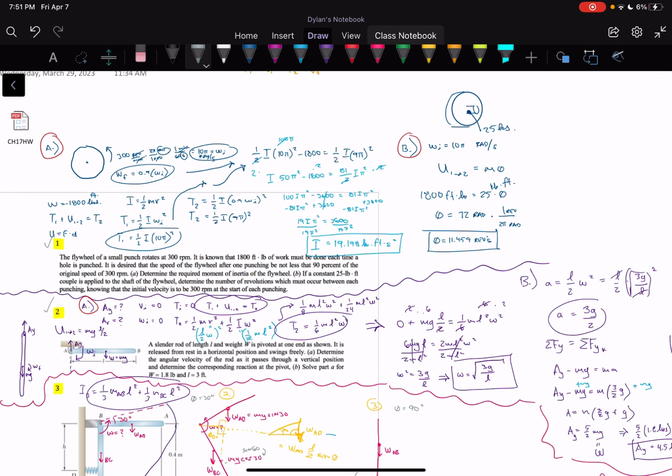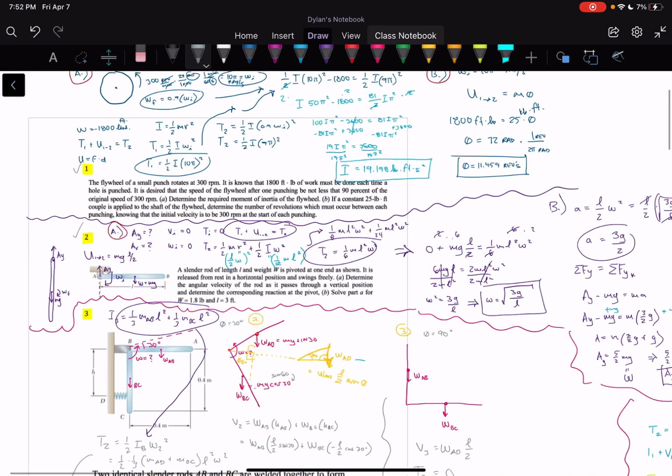And then for part B, it asks for the number of revolutions. And from that, we basically just use our 10 pi radians per second, and then the work done, and the amount of foot-pounds, and then we're able to find our unknown, which is radians, or revolutions, theta.